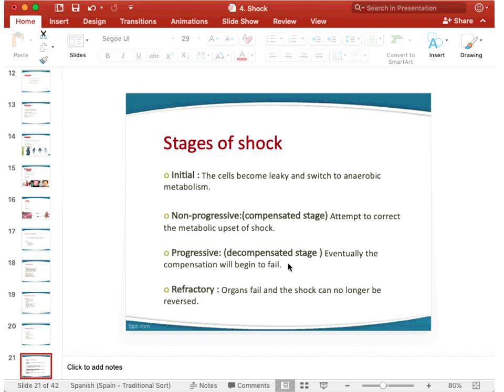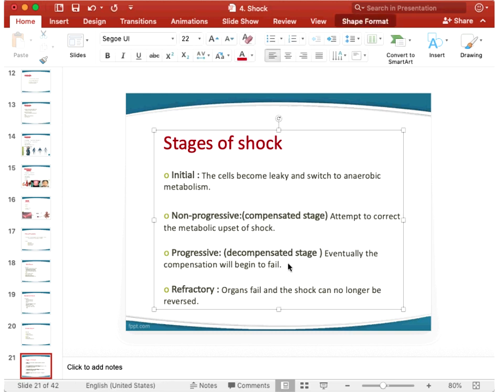The progressive stage is when everything is falling apart, every system is shutting off. The kidneys, the heart, the liver, everything is falling apart. Up to this point, there's nothing you can do, or very little. So we have to act quickly. And refractory means that it's just one step behind death. That means every organ has already failed. There's no turning back up to this point.